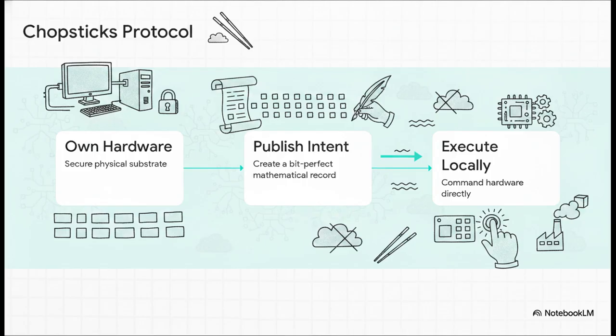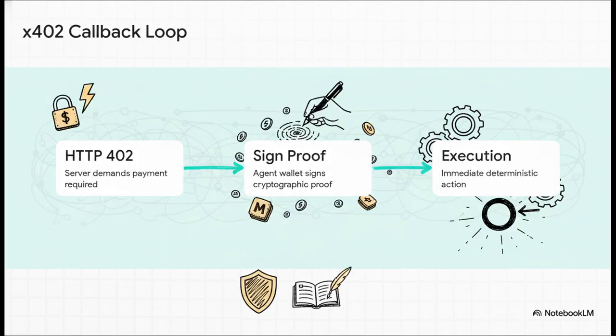No middlemen. Now, this local execution is flawlessly handled by the X402 webhook loop. Instead of dealing with massive smart contract bloat, amazingly, it revives a dormant 30-year-old internet status code, HTTP 402, or payment required. So when your agent requests the resource, it utilizes Lightning Network micropayments and macaroon tokens to sign a cryptographic proof. It achieves an immediate, unalterable digital handshake that strictly executes your command.